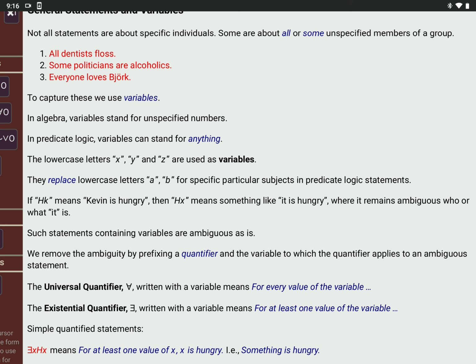So we can remove that ambiguity by prefixing the statement form with something we call a quantifier. Now, there are two quantifiers in predicate logic. There's an upside down A called the universal quantifier, and we put it with a variable, and it means for every value of the variable, what we're about to say is true. The other quantifier is called the existential quantifier, which we write with a backwards E. And that means for at least one value of the variable, what we're about to say is true.